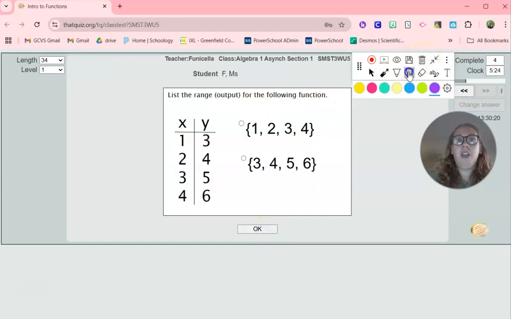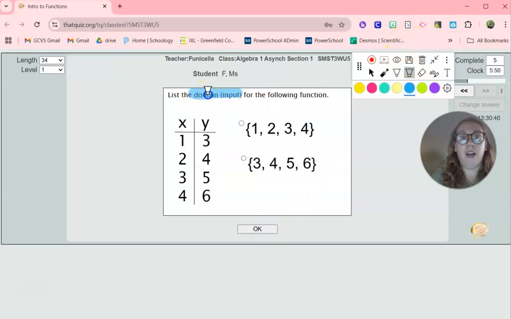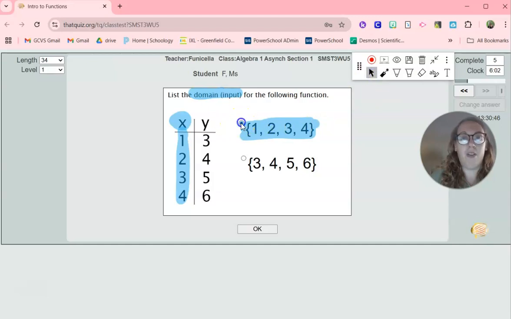For this next one, it's looking for the range, which is our outputs. And so our range is our y values. So we have 3, 4, 5, and 6. This is our range. So we can see that here in our second option, giving us the range of 3, 4, 5, and 6. And then hit OK. And for the next one, we're looking for the domain, or our inputs. So what did we plug in to get those outputs? Well, we plugged in a 1, 2, 3, and a 4. So there's our inputs, 1, 2, 3, and 4. Go ahead and hit OK and next.